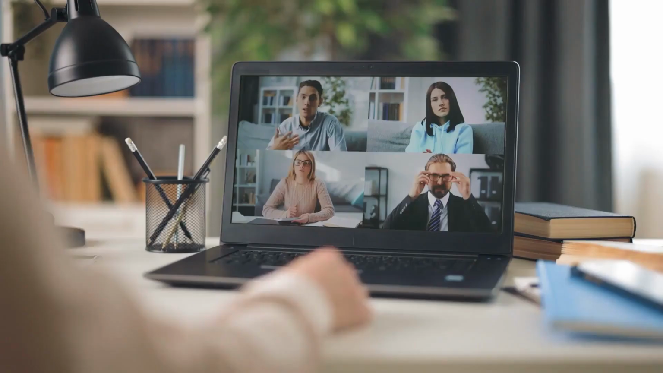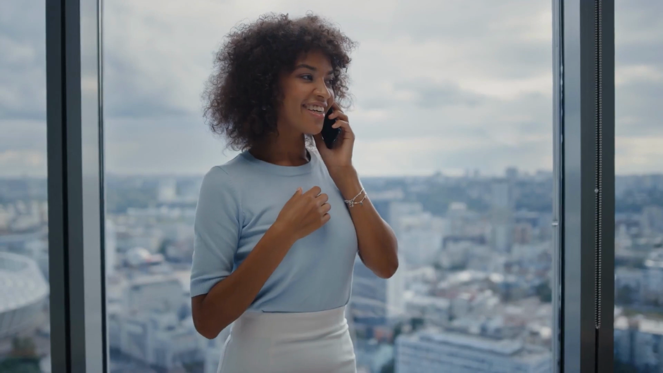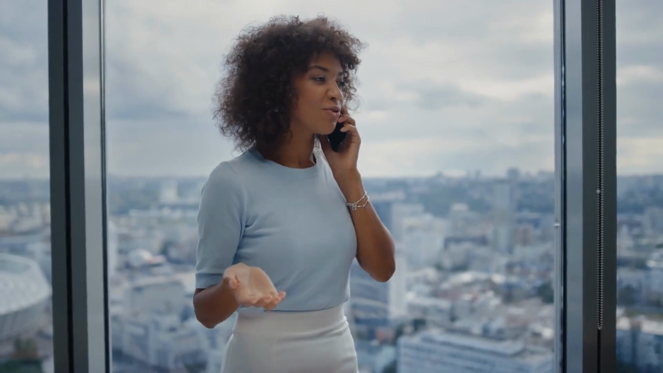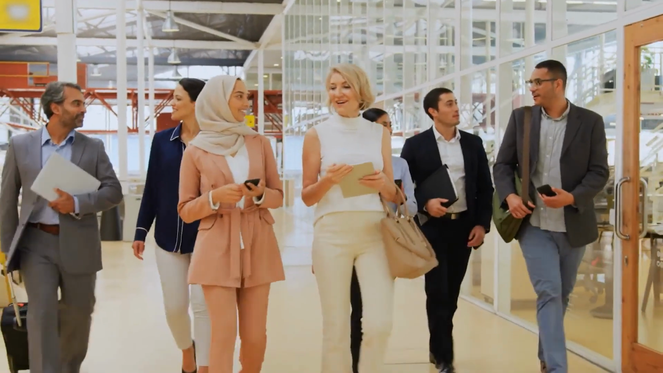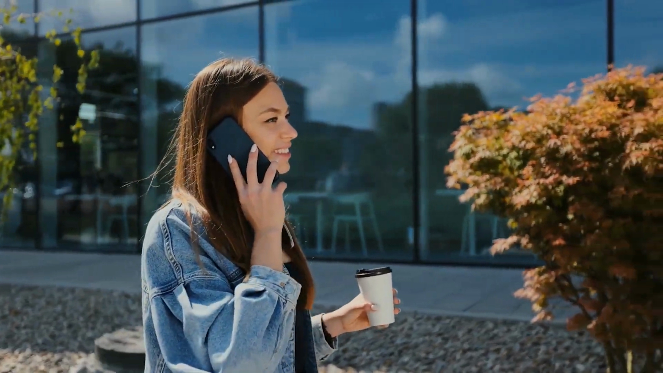Another big thing about VoIP is its flexibility. It can be used from anywhere as long as you have an internet connection. You can make phone calls from your laptop, smartphone, or even your tablet while you're on the go. Therefore, it's ideal for people who are always moving around or need to make calls from different locations.